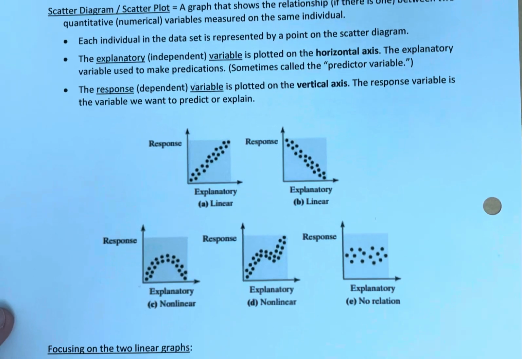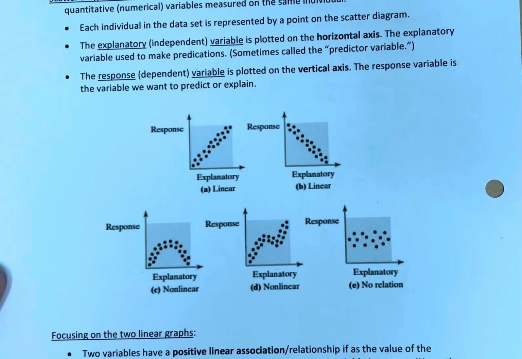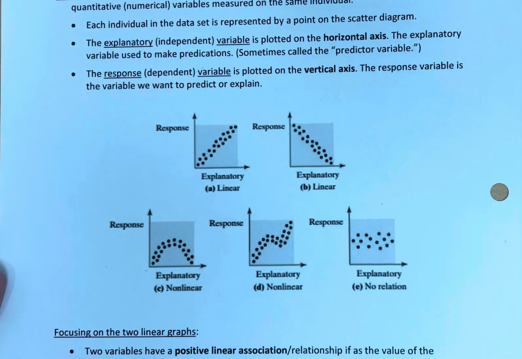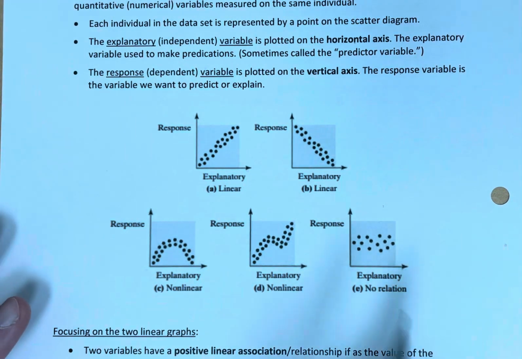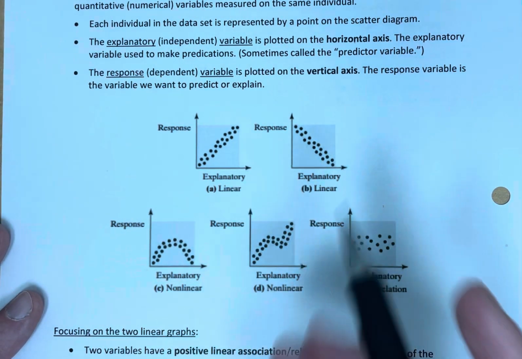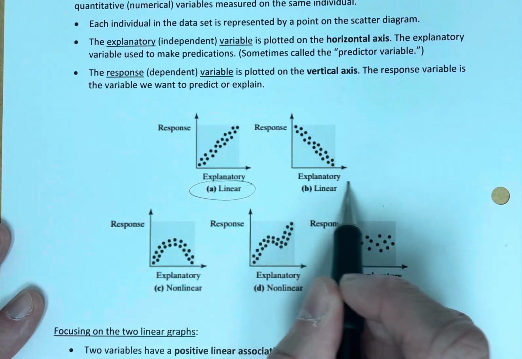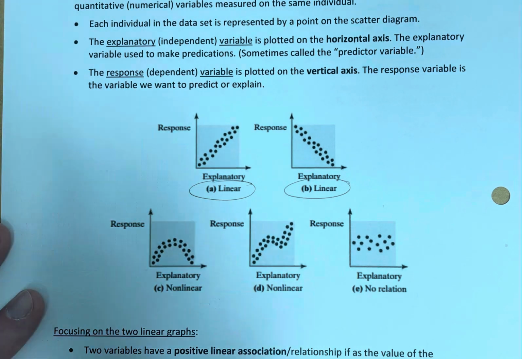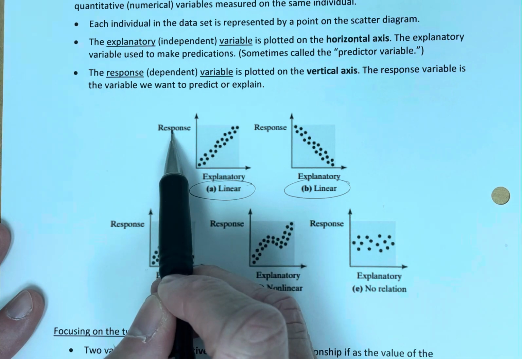All right, here are some examples. I just copied these out of the book. Some examples of scatter plots. The top two are linear. We want to note that. Your explanatory variable is on the x-axis, the horizontal axis. Your response variable is on the y-axis, the vertical axis.